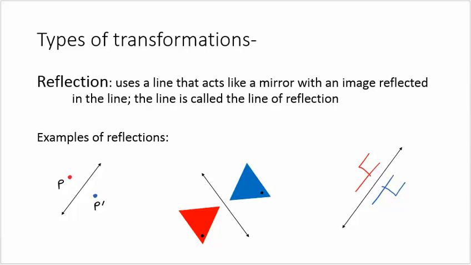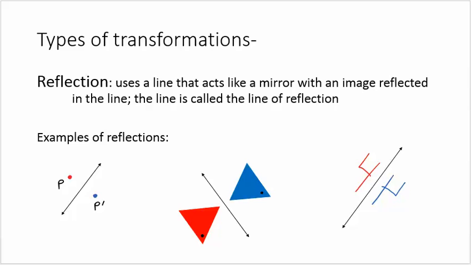The first type of transformation is a reflection, and a reflection uses a line that acts like a mirror with an image reflected in the line. And the line is called the line of reflection. And you can imagine these lines as mirrors.